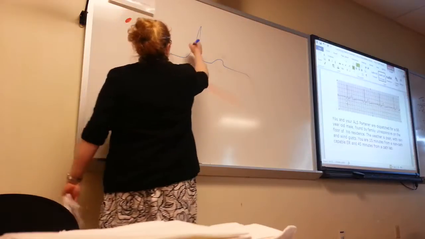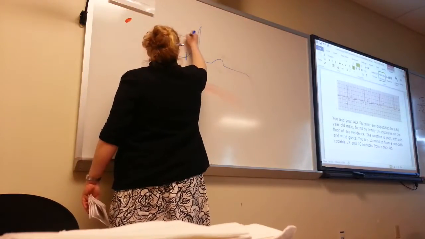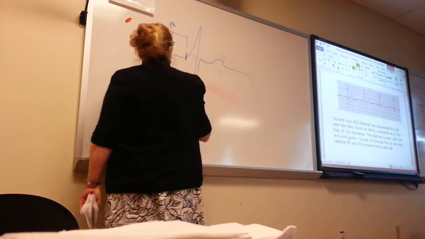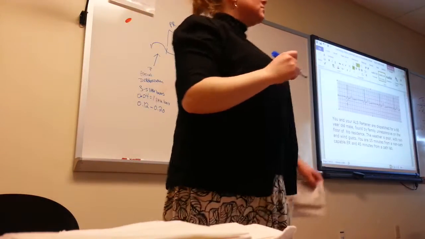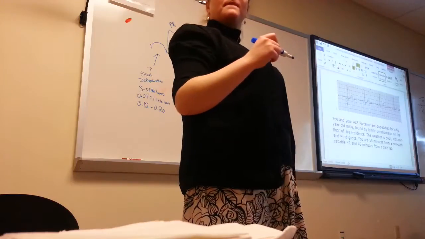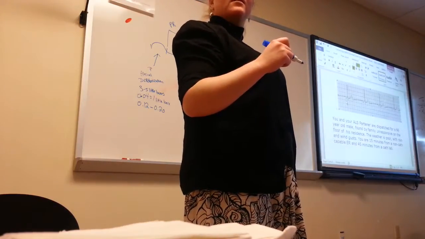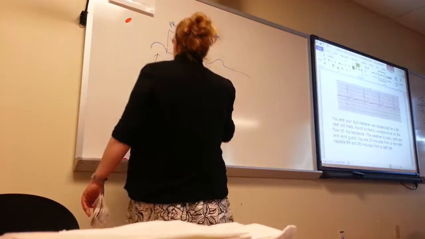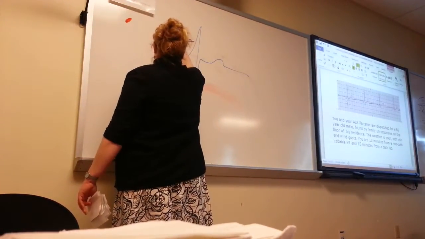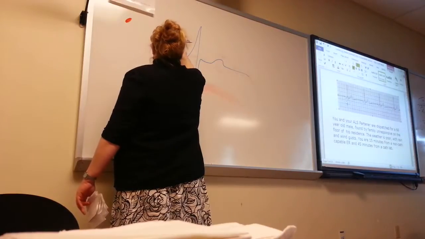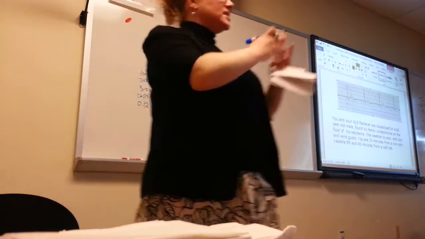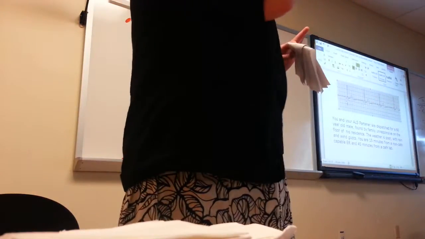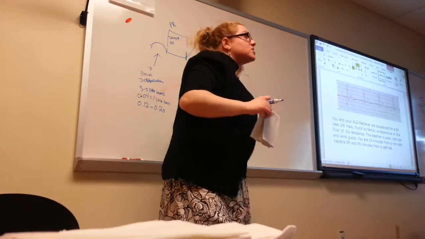Okay, what is the PR interval supposed to be? What does that represent? The atrial depolarization and the delay at the AV node before they get to the ventricles. So it's the tail end of atrial depolarization, and it's that slight delay that happens at the AV node. That's why if you have an AV block, the P to the QRS becomes longer.